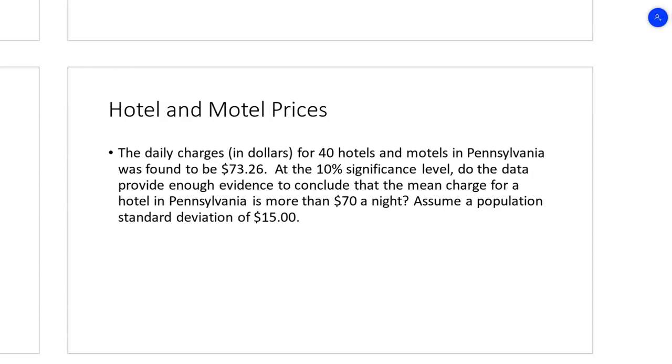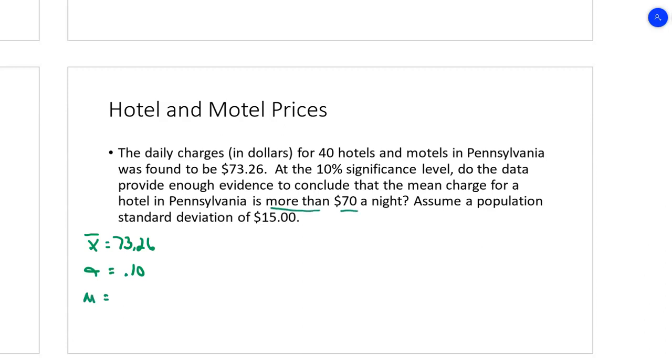All right, so this is me staying at cheap hotels in Pennsylvania. The daily charge in dollars for 40 hotels and motels in Pennsylvania was found to be $73.26. Okay, so that was a sample. The sample mean was $73.26. At the 10% significance level, so I'm willing to accept a little error in this one, does the data provide enough evidence to conclude that the mean charge for a hotel in Pennsylvania is more than $70 a night?